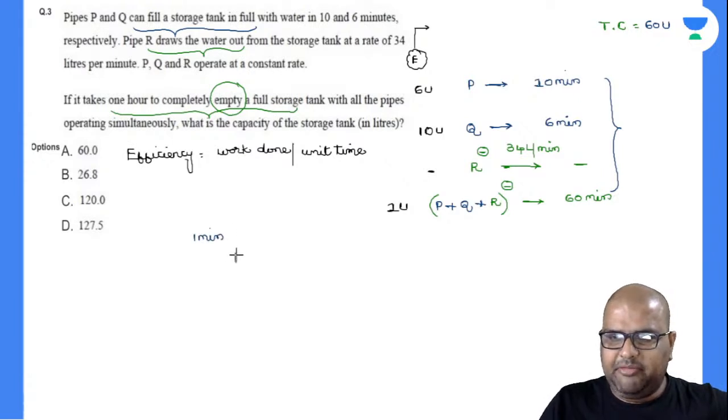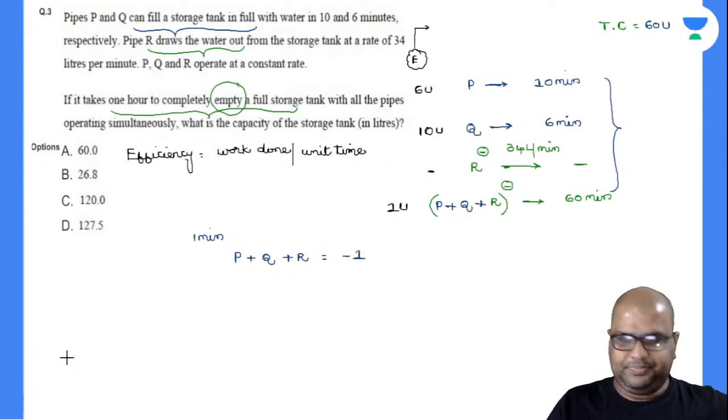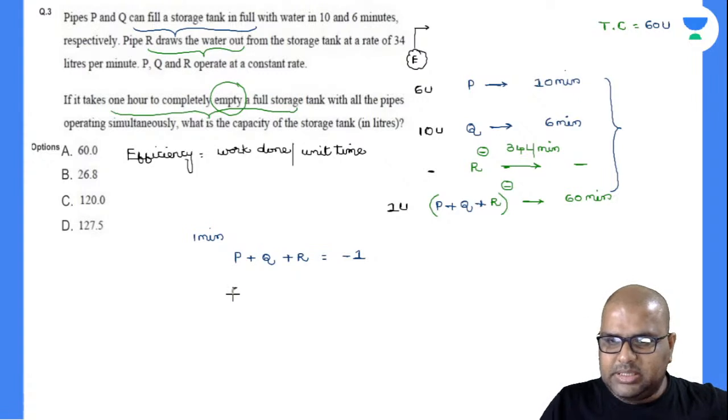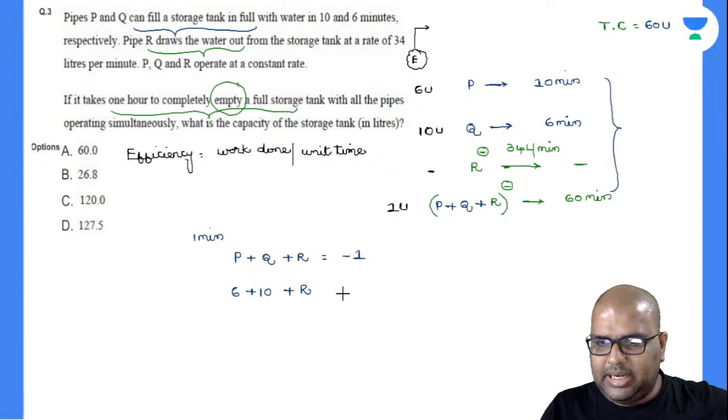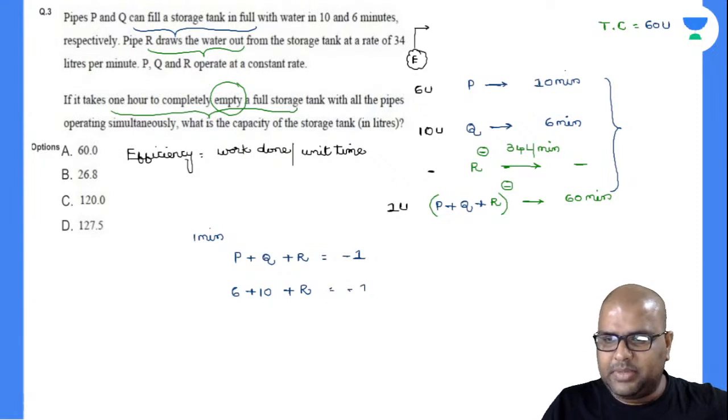So finally I'll write down here, in 1 minute, if P, Q, R are working, now the tank can be emptied. How much of the tank is emptied? 1 unit. So I have to write down -1. So P value is 6, Q value is 10, and we don't know the R value. We have to find that. 10 plus 6, 16. This 16, if it goes to the right hand side, this is equal to -1 now. So automatically this has to be -17. Only in that case it will work out. Am I right or wrong?